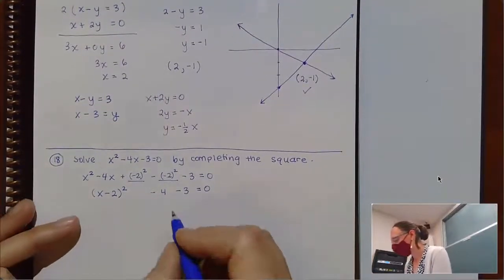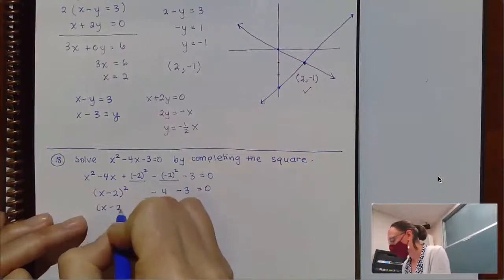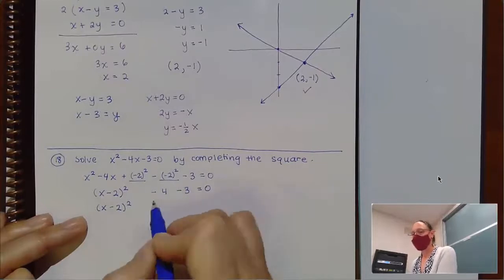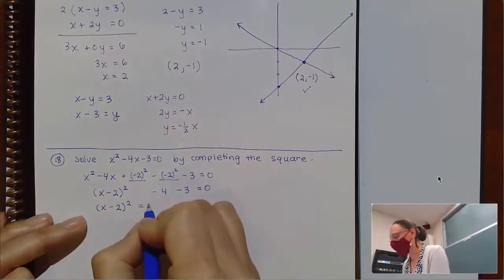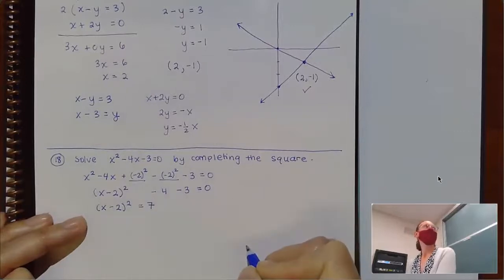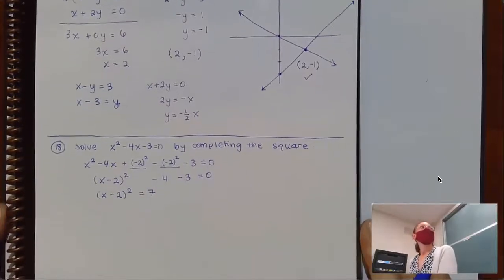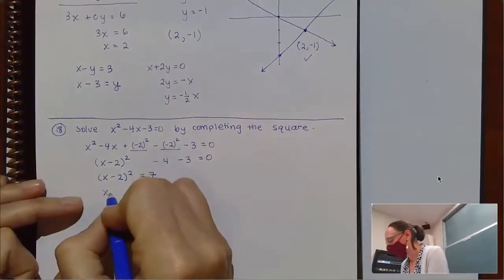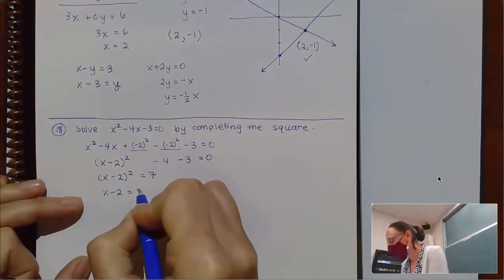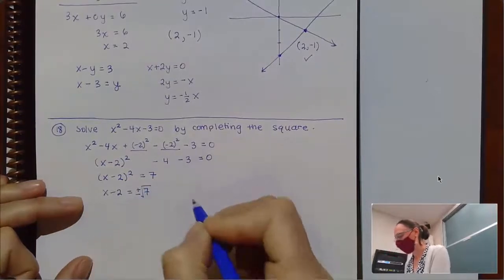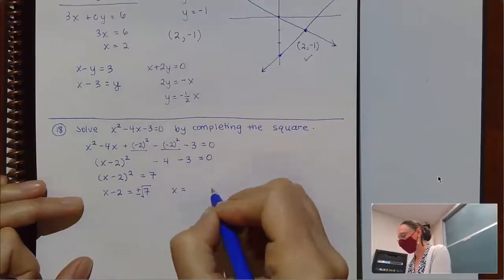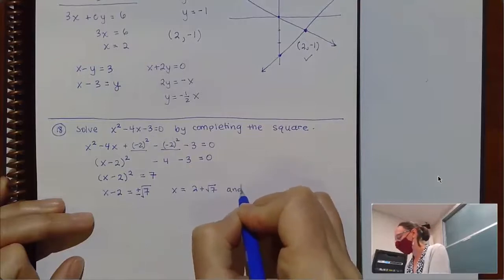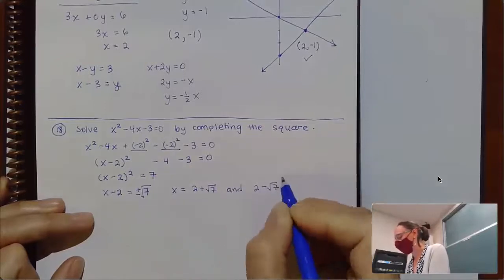So to solve this, I'd have x minus 2 squared. That would combine to be a -7, and I'll add that to both sides so that I've got equal to +7. When I take the square root of both sides here, I'll get positive or negative square root of 7. So my final x values would be 2 plus the square root of 7 and 2 minus the square root of 7.